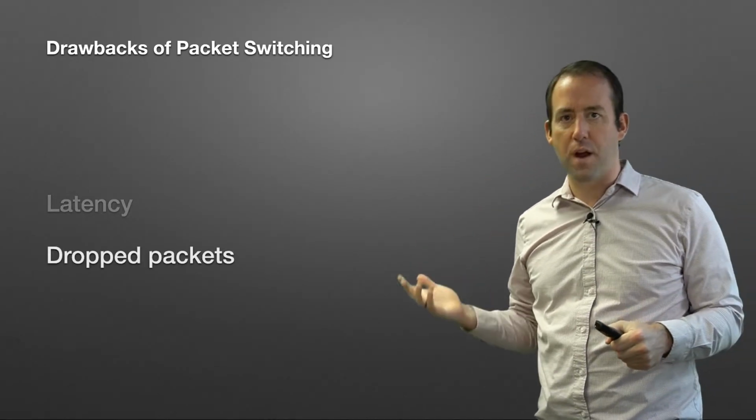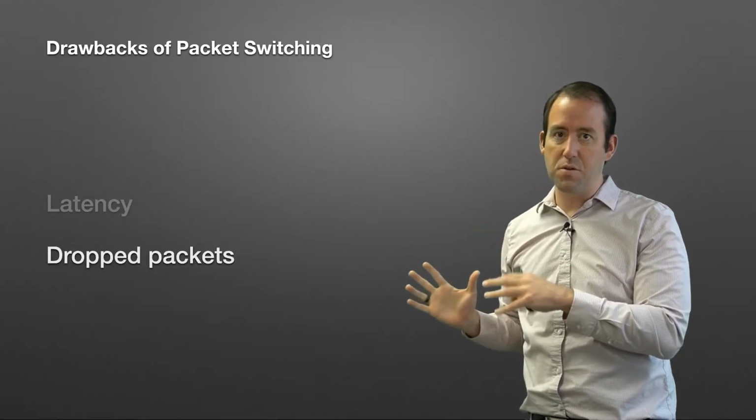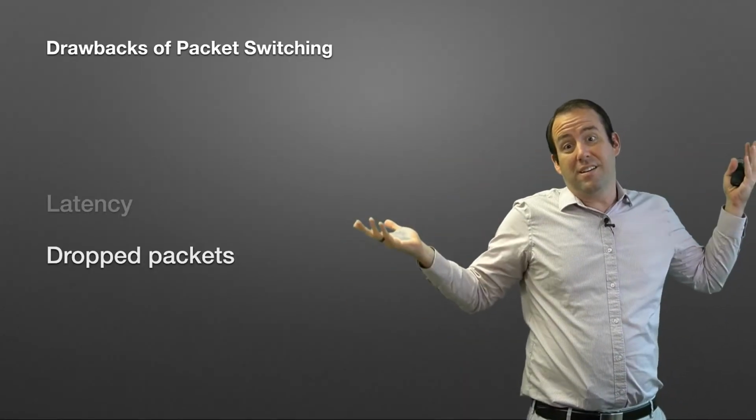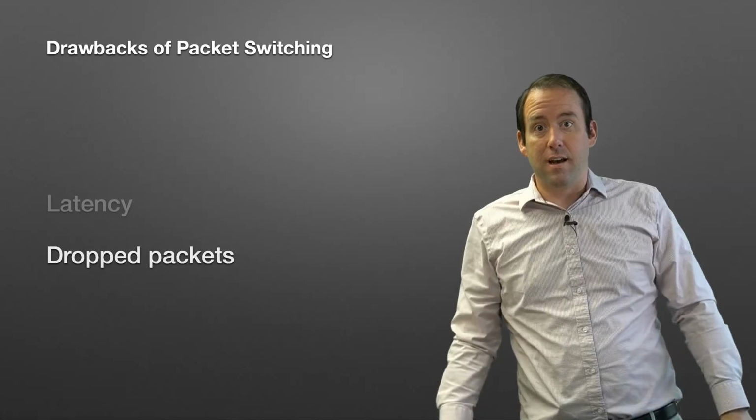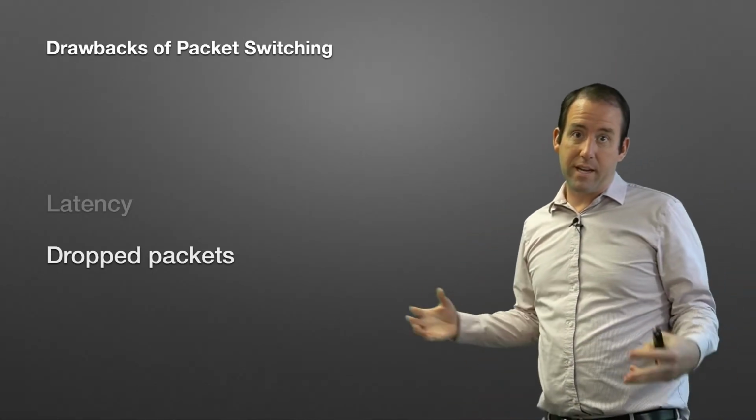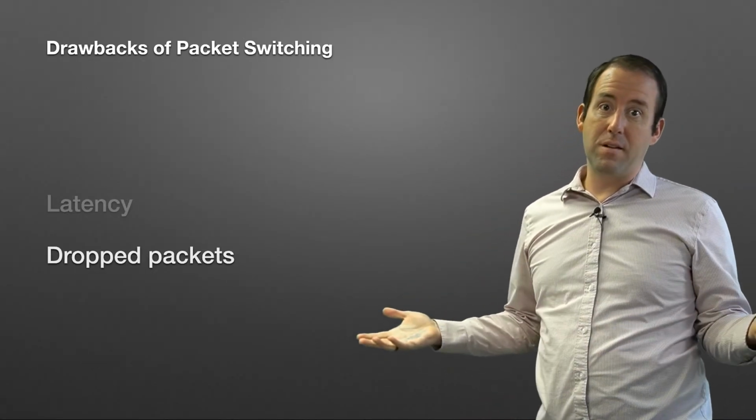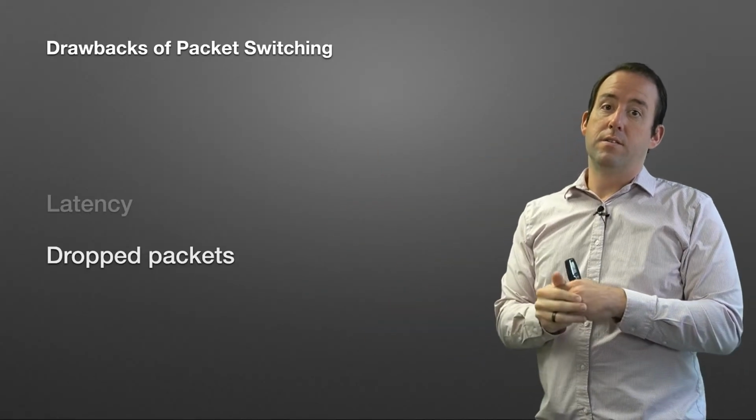You also have an issue with dropped packets. So if part of the network gets too congested, it's just gonna stop. It's gonna stop sending things. If a router's buffer is full and it can no longer accept packets, then the new packets that come in get dropped and they disappear. So you're going to lose something sometimes.